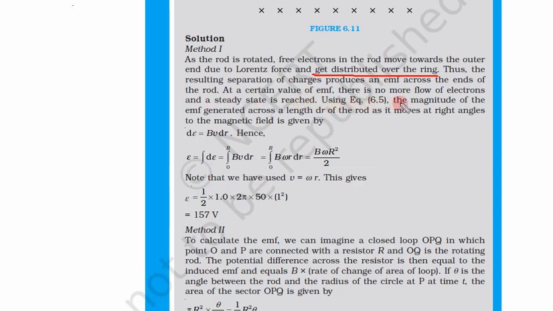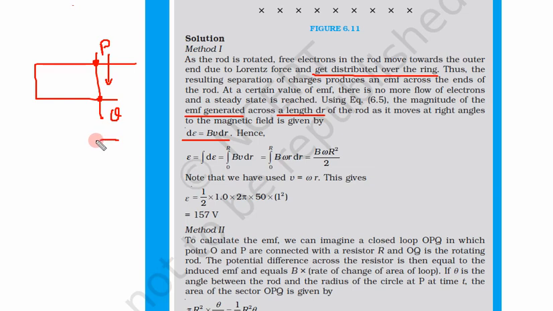Using equation 6.5, the magnitude of the EMF generated across a length dr, a very small length dr of the rod as it moves at right angles to the magnetic field, is given by d epsilon equal to B v dr. So what is the meaning of this? In the previous example, we had a rectangular loop, and we moved the charge from this side to this side, and the total length was this entire length.